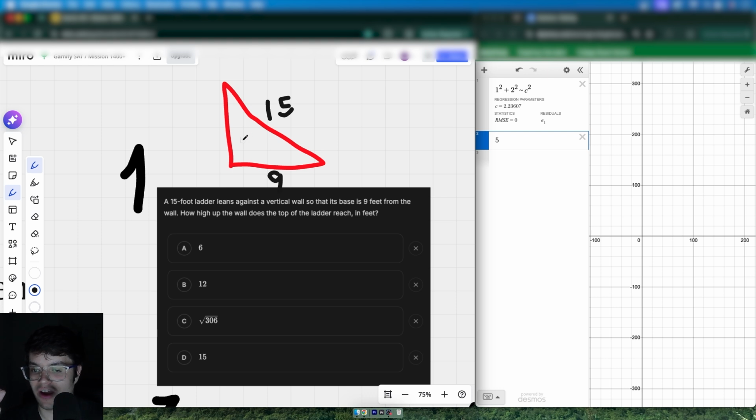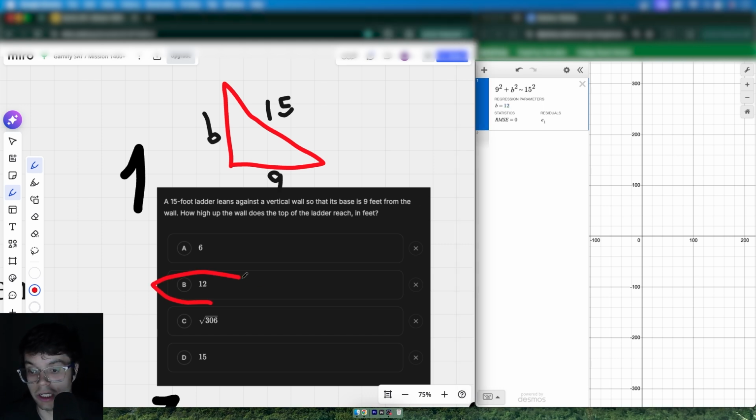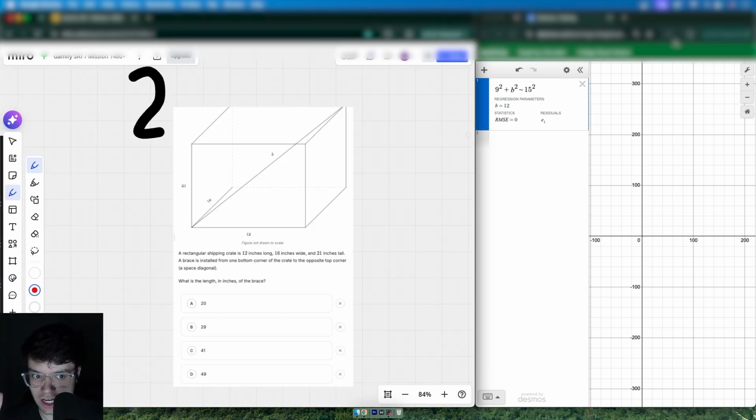And then we're trying to find what this measurement would be. This is not the longest side of the triangle, because the longest side is also always the slanted side. So this here would just be B, we can say. And so then we just write here 9 squared plus B squared would equal 15 squared. So therefore it has to be 12 for that one. So B there.